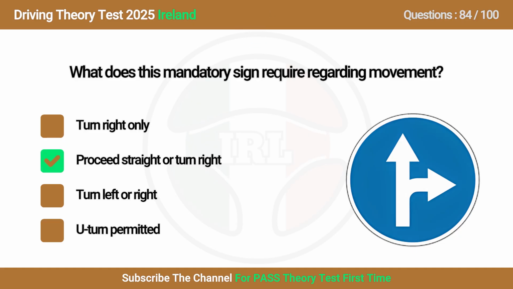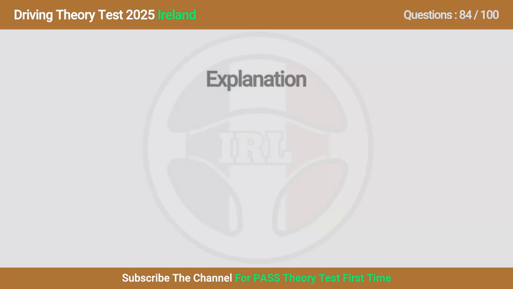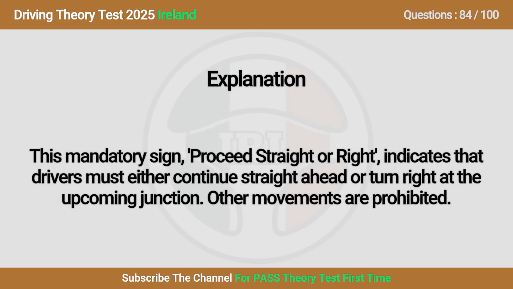Answer is B. Proceed straight or turn right. This mandatory sign, proceed straight or right, indicates that drivers must either continue straight ahead or turn right at the upcoming junction. Other movements are prohibited.